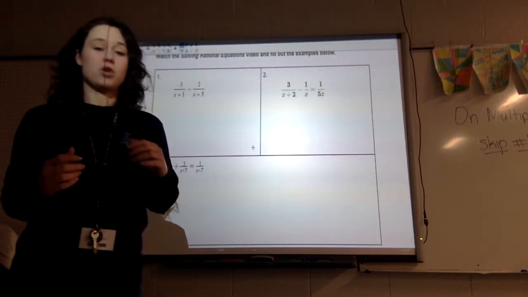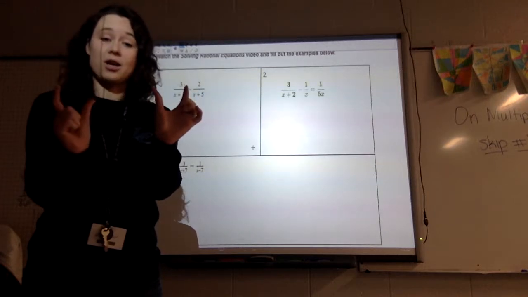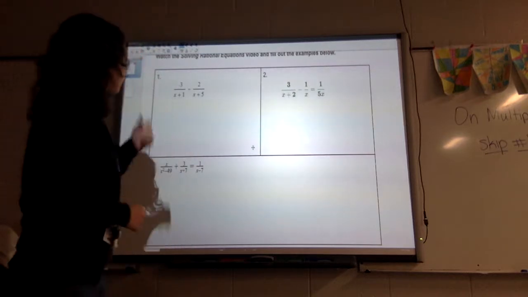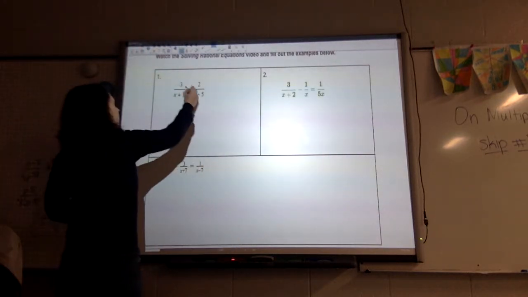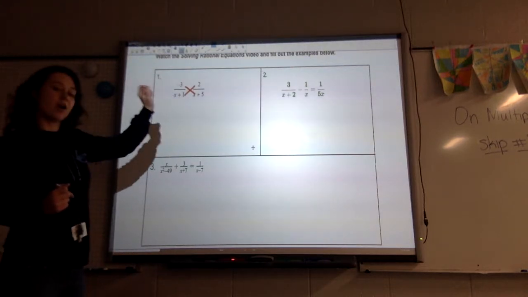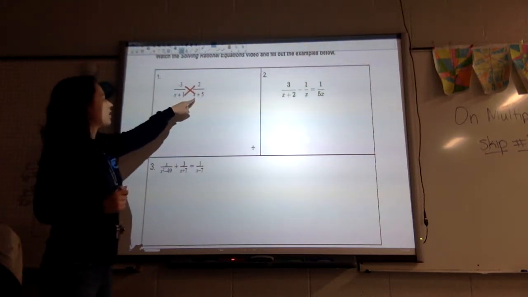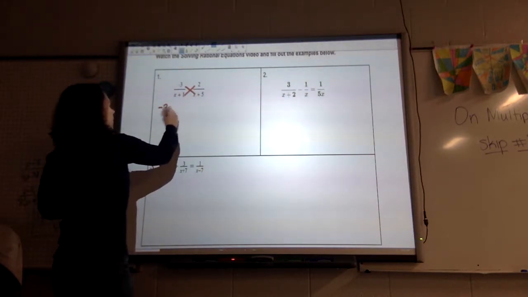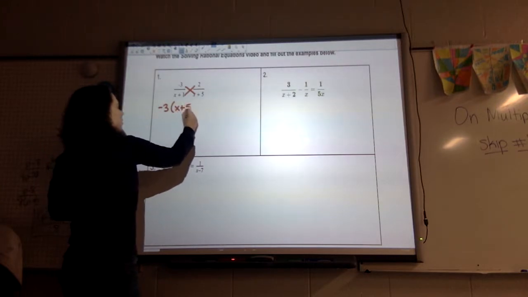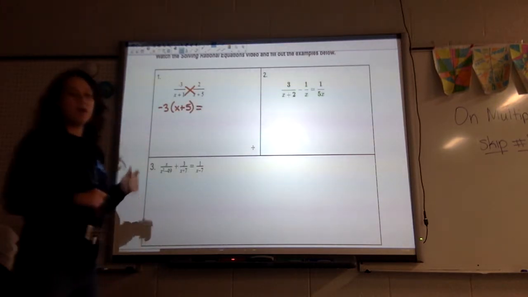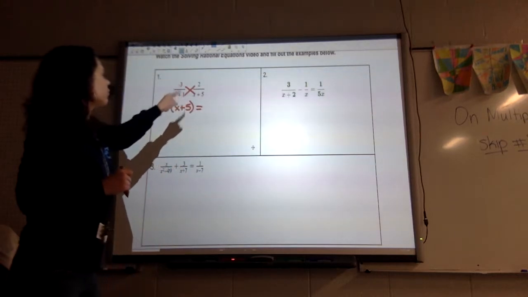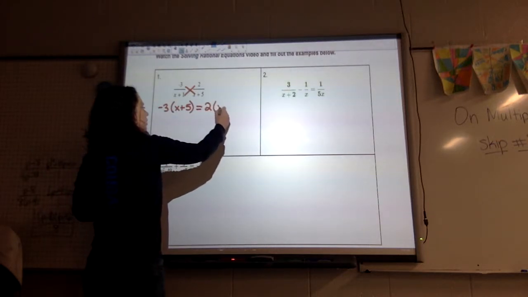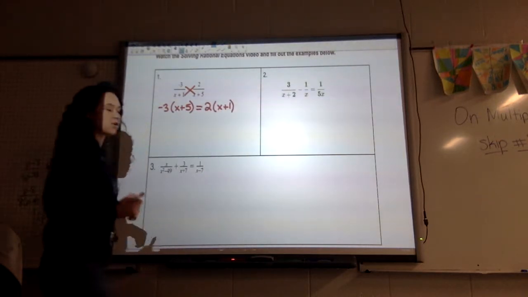But if you have an equation and there's only one fraction on each side of the equal sign, all I have to do to solve that equation is to cross multiply. And that's exactly what I'm going to do on number 1. So on the left side here, I'm taking negative 3 and I'm multiplying that by x and by positive 5. So just so I don't forget that, I'm going to put x plus 5 in parentheses. On the right side, I'm taking 2 times x plus 1.